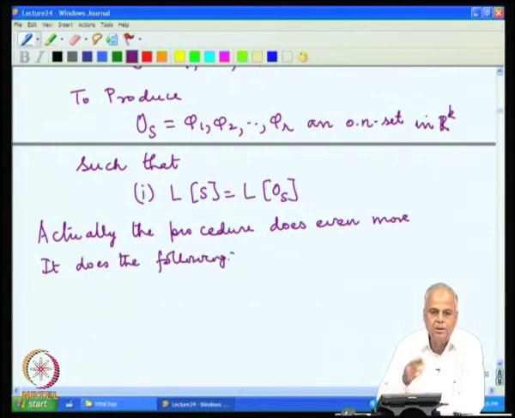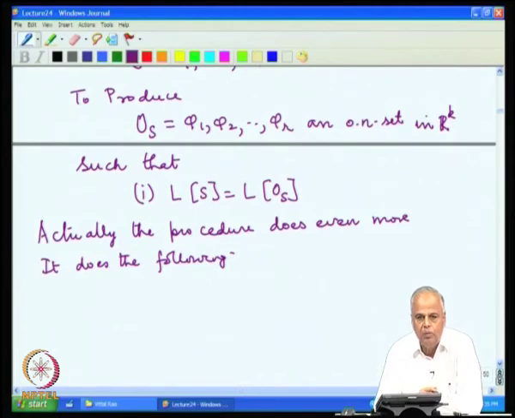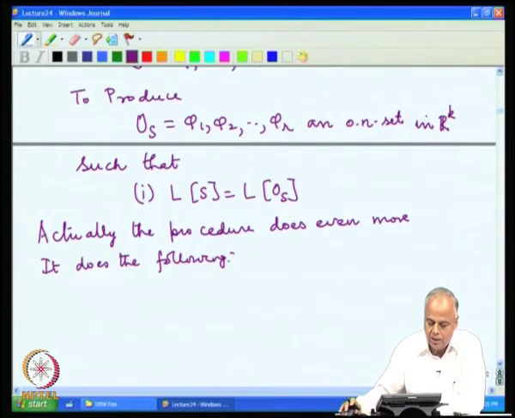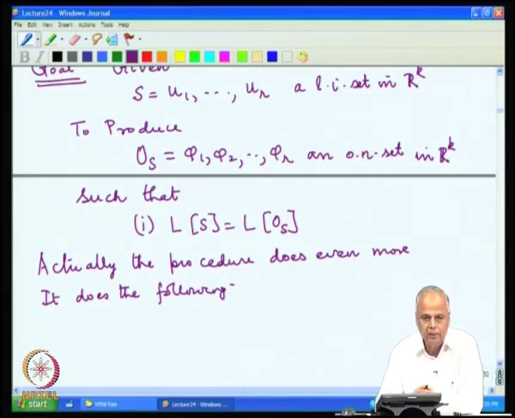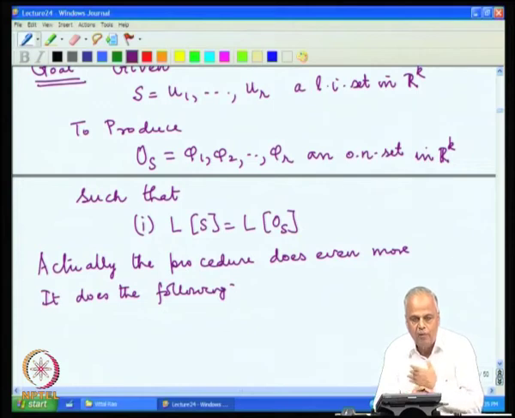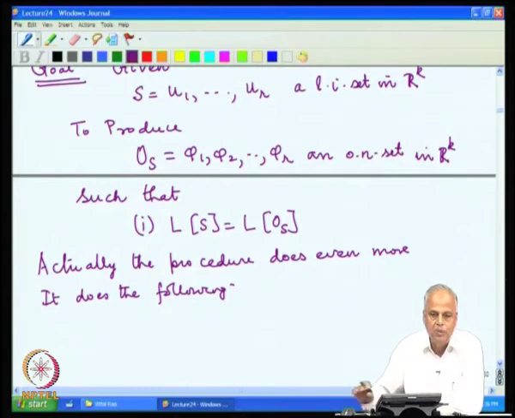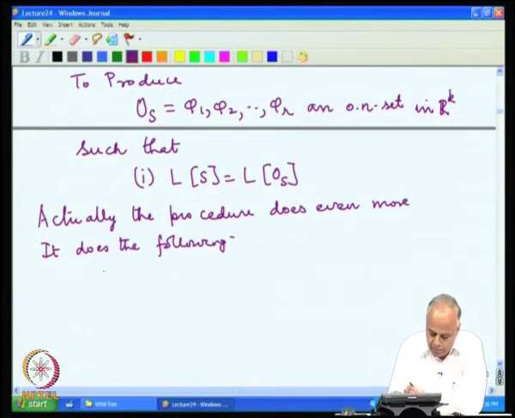It constructs these vectors phi 1, phi 2, phi 3, up to phi r in a recursive manner such that at each stage, for example, at the first stage we will construct phi 1, and phi 1 will generate the same subspace as u 1. Then at the second stage we will have phi 2, and phi 1 and phi 2 will generate the same subspace as u 1 and u 2. It will go on stepwise and at the end LS will be LOS. So, it does the following.